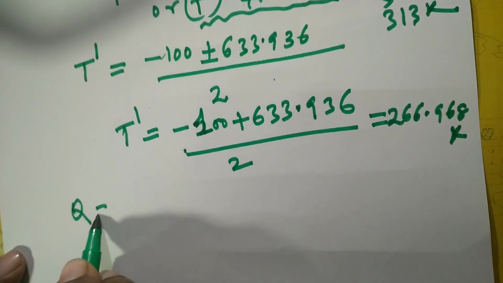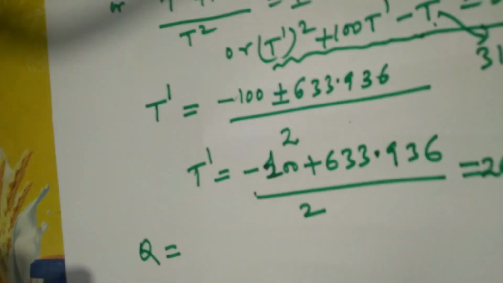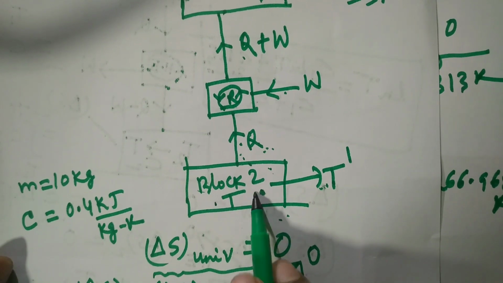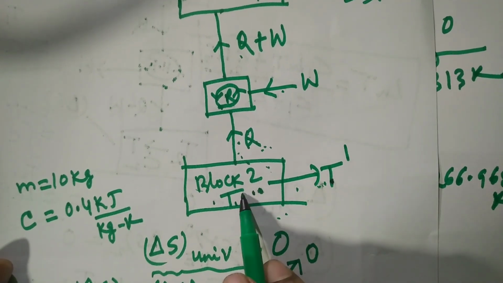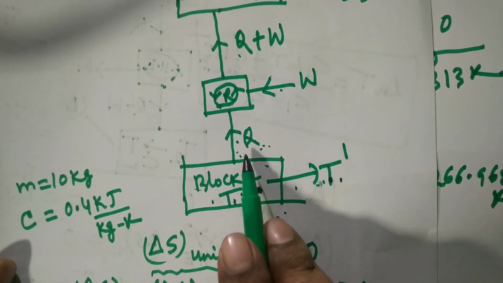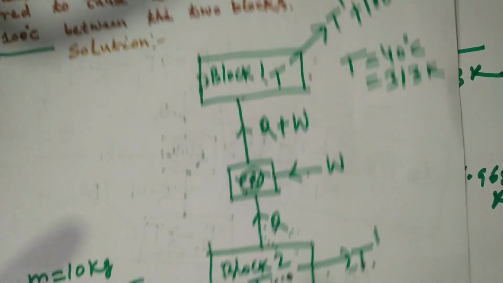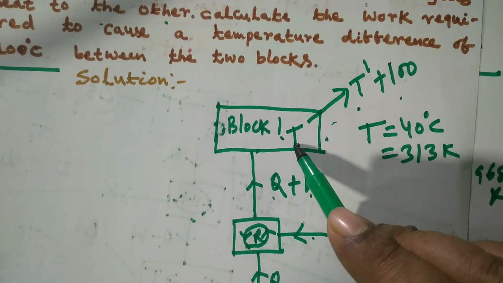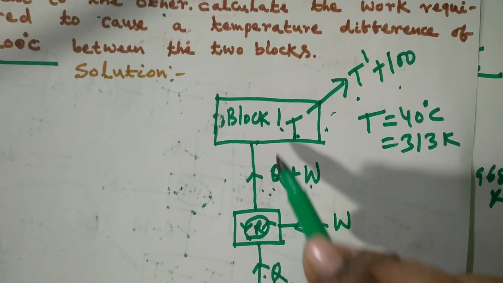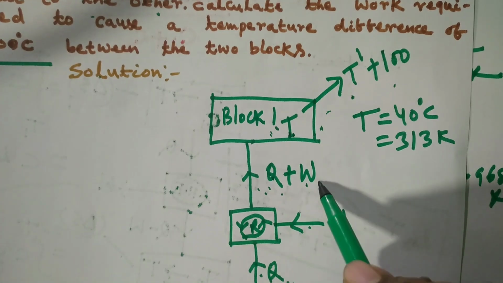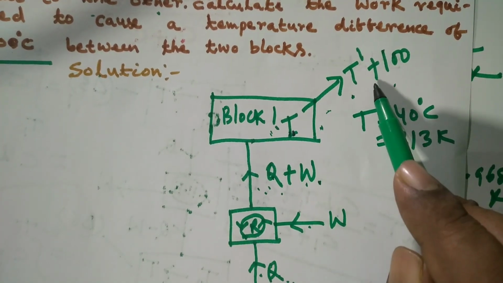So this is the value of T dash, the only possible value. So Q is equal to, from the diagram, you see, Q is mc (T minus T dash). M is the mass, C is the specific heat, mc multiplied by T minus T dash, because Q is the heat rejected from the body. Accordingly, Q plus W will be mc (final temperature T dash plus 100 minus T), because on this block being added by an amount of energy, that is Q plus W, its temperature goes up from T to T dash plus 100.